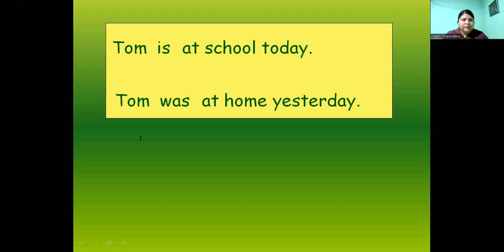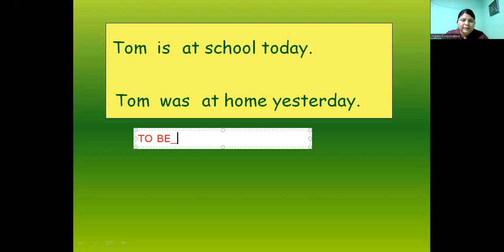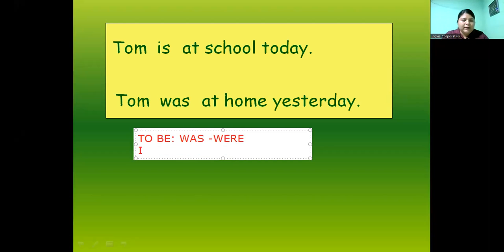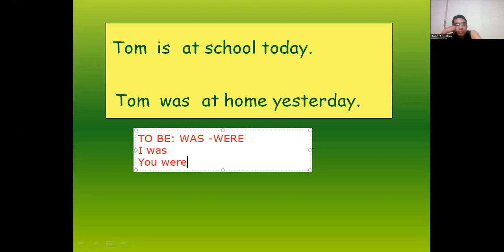Okay, we're going to start with the usage of verb to be, right? So we have a to be. So what is the past tense for to be? Was and were, right? So let's conjugate that. I was, you, was or were? Were, right?